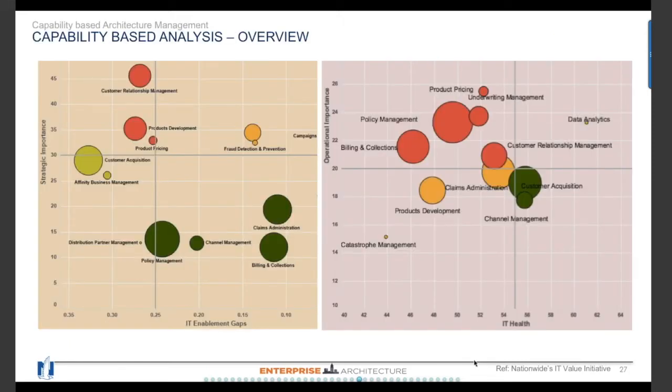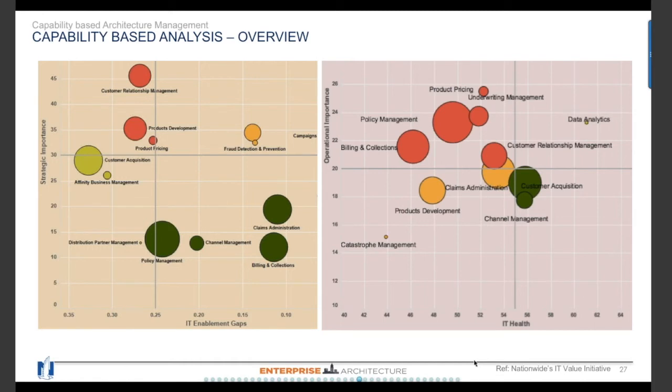So with this, you can see some of the sample output that we came up with. Remember, earlier I showed you this whole capability model and tried to highlight what needs attention. But that was still too complex. So we thought a 2x2 may do the magic, and it actually did.